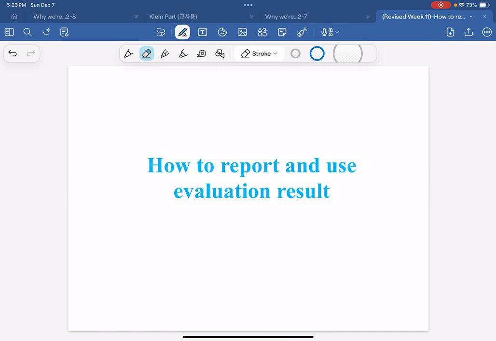And then what is the next step? You need to effectively report your evaluation result, right? Also, your evaluation result should be used to improve policy, to help public officials make a decision. Also, your evaluation result can be used to hold public officials accountable for their policy activities. Therefore, this class I will handle how to report and use evaluation result.